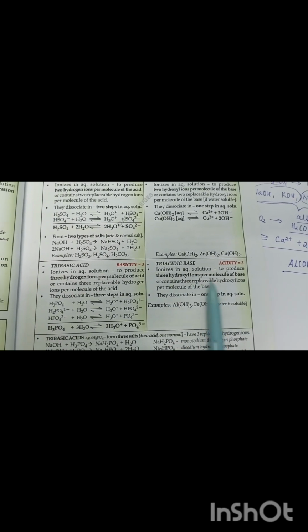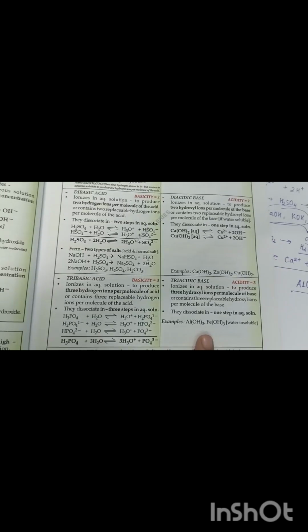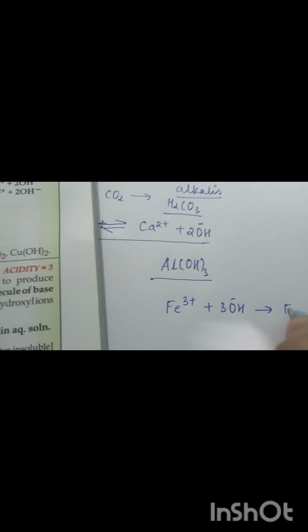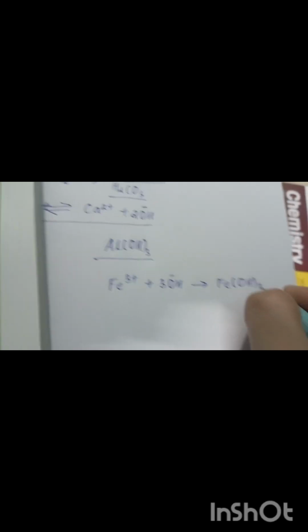Similarly, a triacidic base ionizes in aqueous solution to produce 3 hydroxyl ions per molecule of base. Examples are aluminium hydroxide, iron 3 hydroxide. Iron can exist in 2 forms, right, iron 2 plus and iron 3 plus. When iron exists as iron 3 plus, that is, the valency of iron here is +3, it needs 3 hydroxyl ions, right, so what will form? Fe(OH) whole thrice. Okay.